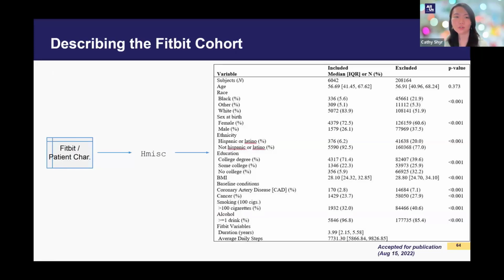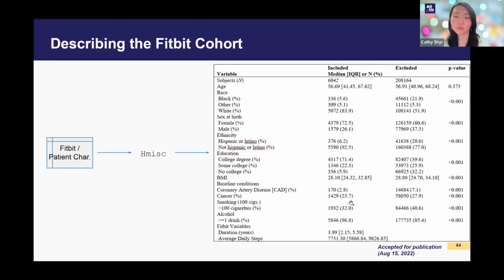So here's a closer look at the Fitbit cohort. As I mentioned before, this cohort included 6,042 individuals. It consists of majority white participants, females, and highly educated, with 71.4% of individuals having a college degree. Now, moving down to some of the baseline conditions, about 2.8% of these participants had a coronary artery disease entry in their EHR, and about 23.7% had cancer indicated in their electronic health records.